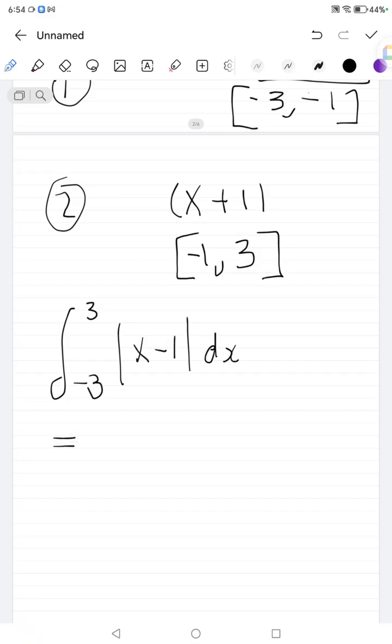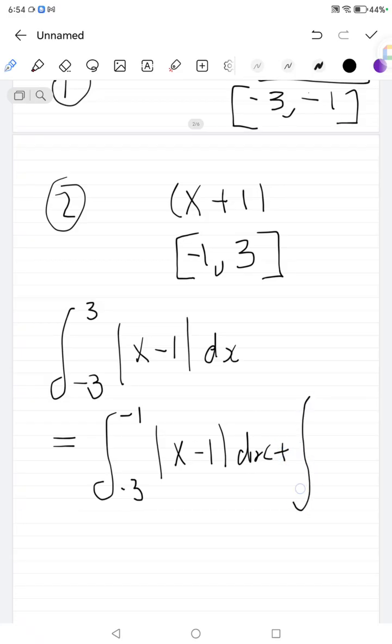So this is the same as having an integral over the first region that we've chosen, which was -3 to -1. The biggest one is -1, and this side we have -3. Then we have x minus 1, your dx, plus the other one on the other side, from -1 to 3, then we have x minus 1 dx.